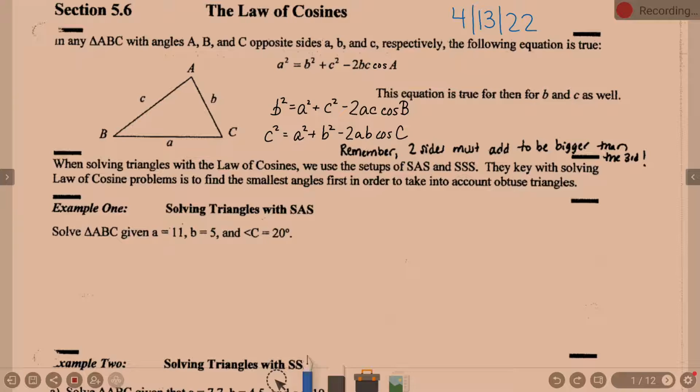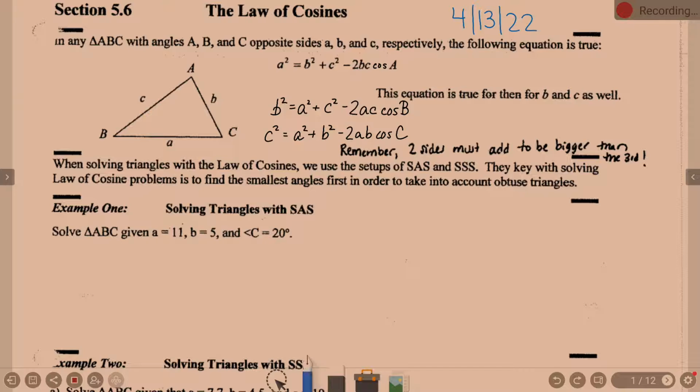As you look at this, it uses all 3 sides of the triangle. So it uses side a, side b, side c. And this given one starts with side a squared, and it uses one angle, and that's angle A.